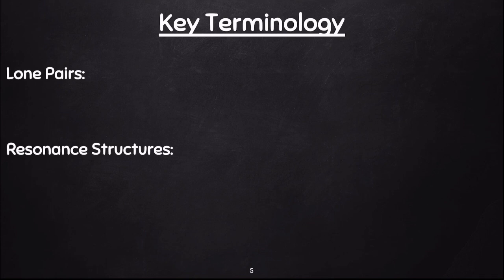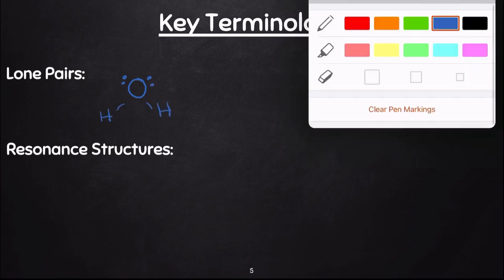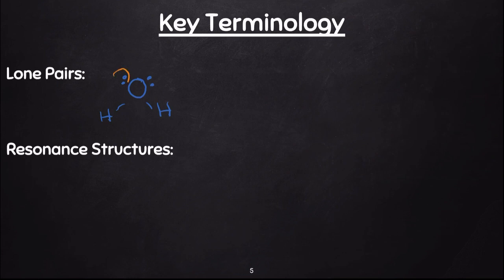So first we'll take out a blue pen and we'll draw the Lewis dot diagram for water, and that is just like this. So what are lone pairs? When we look at a Lewis dot diagram, these are the two lone pairs that we have over here. And lone pairs are also known as non-bonding electrons.